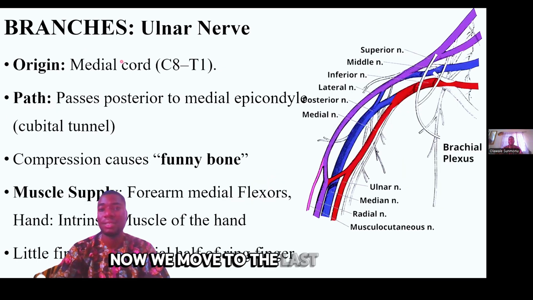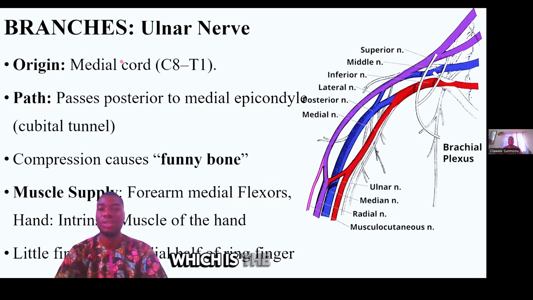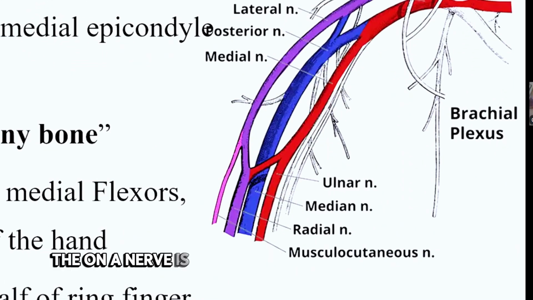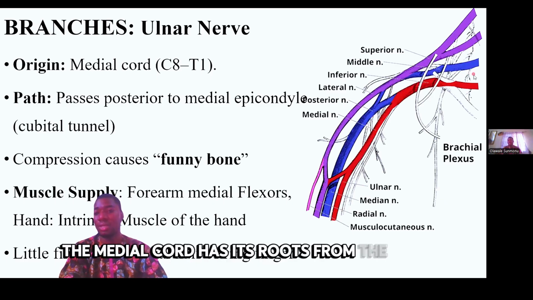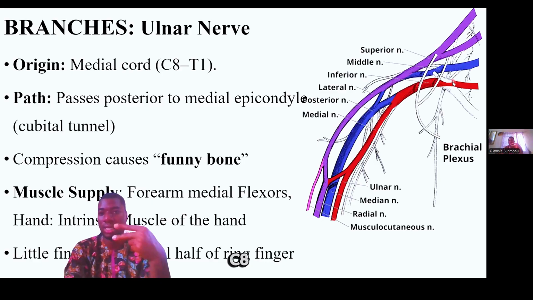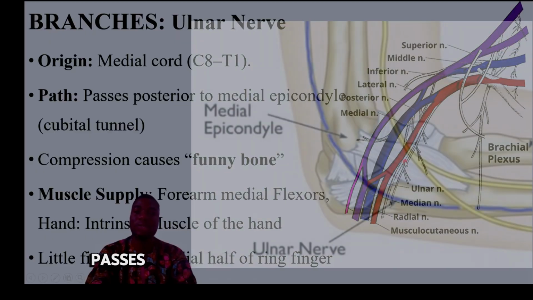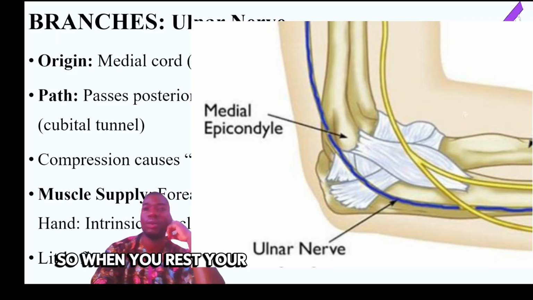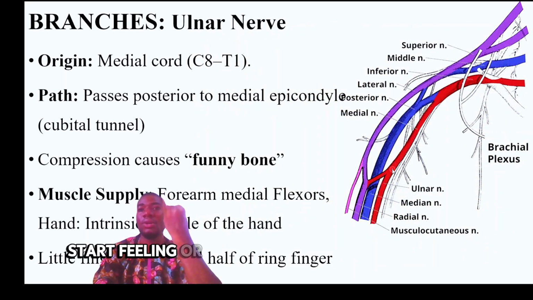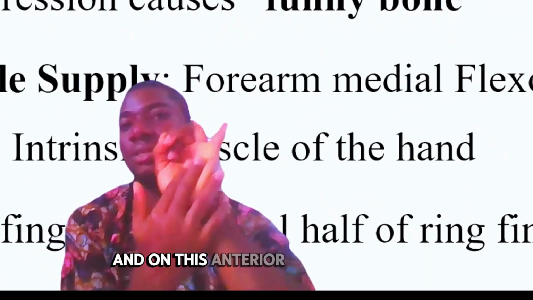Now we move to the last terminal branch of the brachial plexus, which is the ulnar nerve. The ulnar nerve is a continuation of the medial cord. If we trace it back, the medial cord has its roots from the last two roots, C8 and T1. So the ulnar nerve is from the medial cord. It passes posterior to the medial epicondyle of the humerus. So when you rest your elbow for a very long time, you start feeling or losing sensation on these two fingers and on this anterior side of the palm.